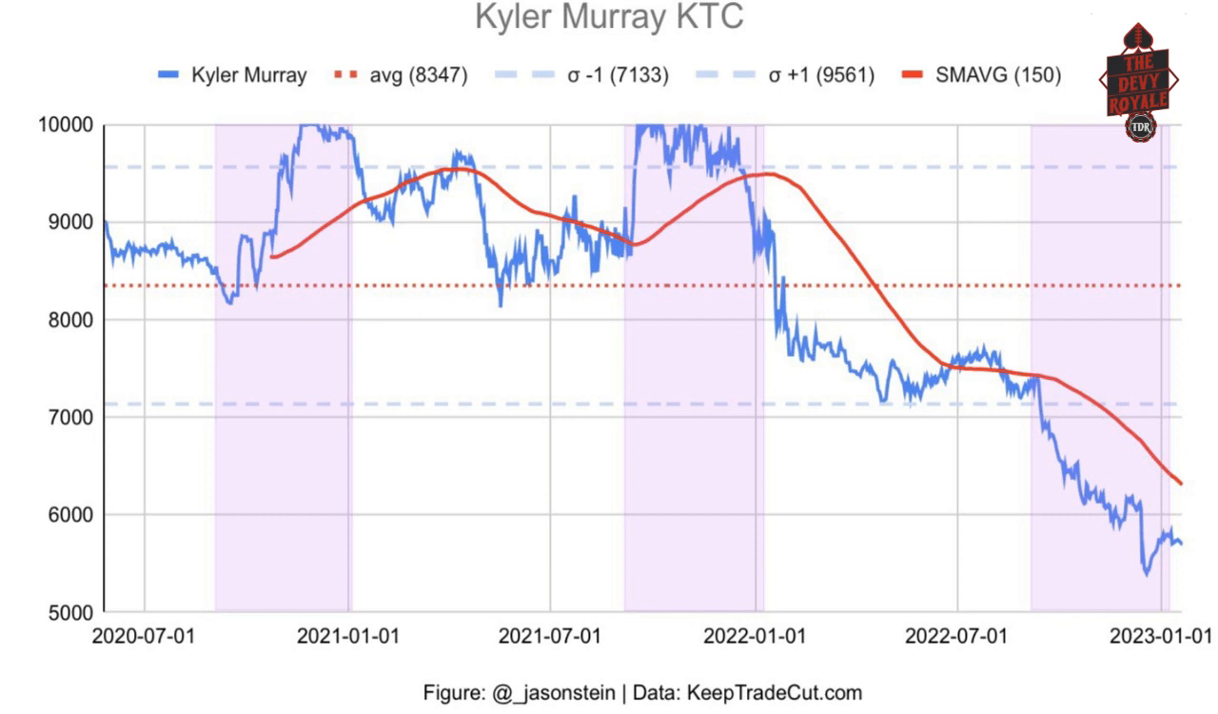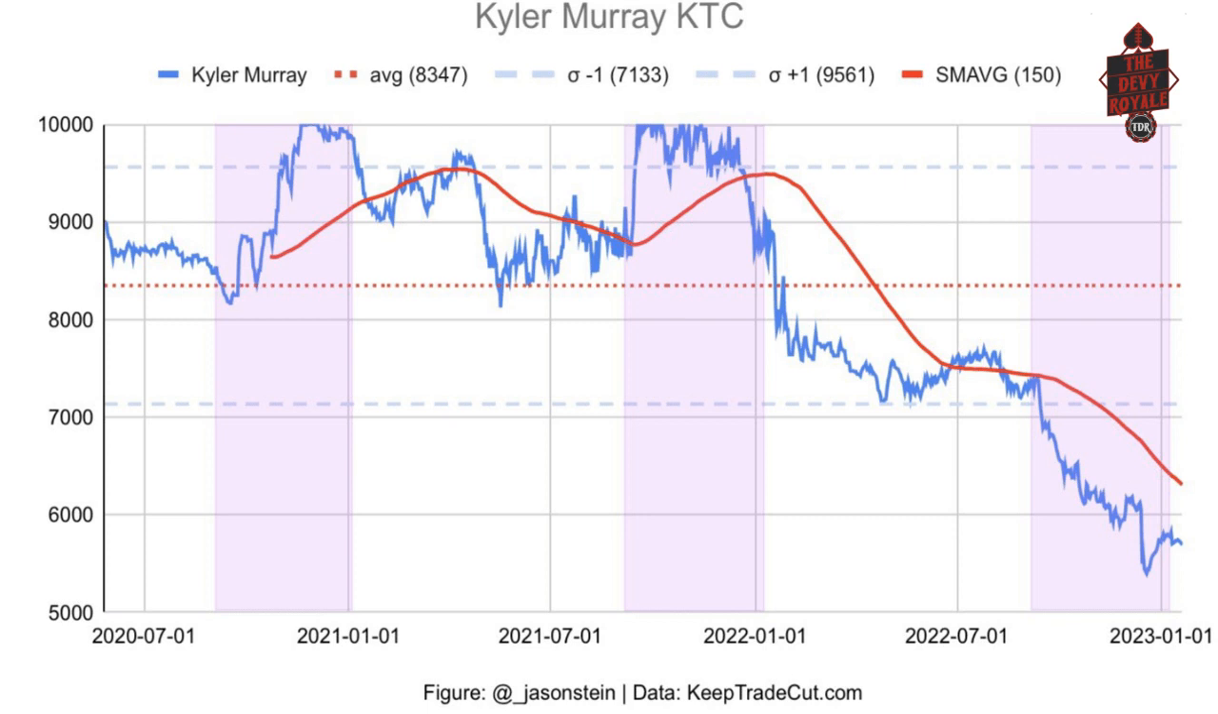The blue line is Kyler Murray's KTC. This is really the first instance where we've run into this problem where Kyler Murray's KTC goes to the very top of the chart, where he was at one point trading close to the most expensive player. And the way KTC works is they have an upper bound of around 10,000, so from 0 to 10,000.